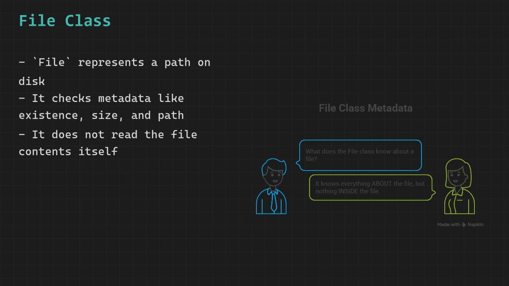We use the File class to perform file management tasks. You can use it to check whether a file exists at a given path before trying to open it. You can use it to create a brand new empty file on disk. You can use it to check whether a path points to a file or a directory. You can check the size of the file, its name, its full path, and whether it is readable or writable. These are all metadata operations that happen without ever opening or reading the actual content of the file. For reading and writing the actual data inside a file, we need different tools which we will look at next.